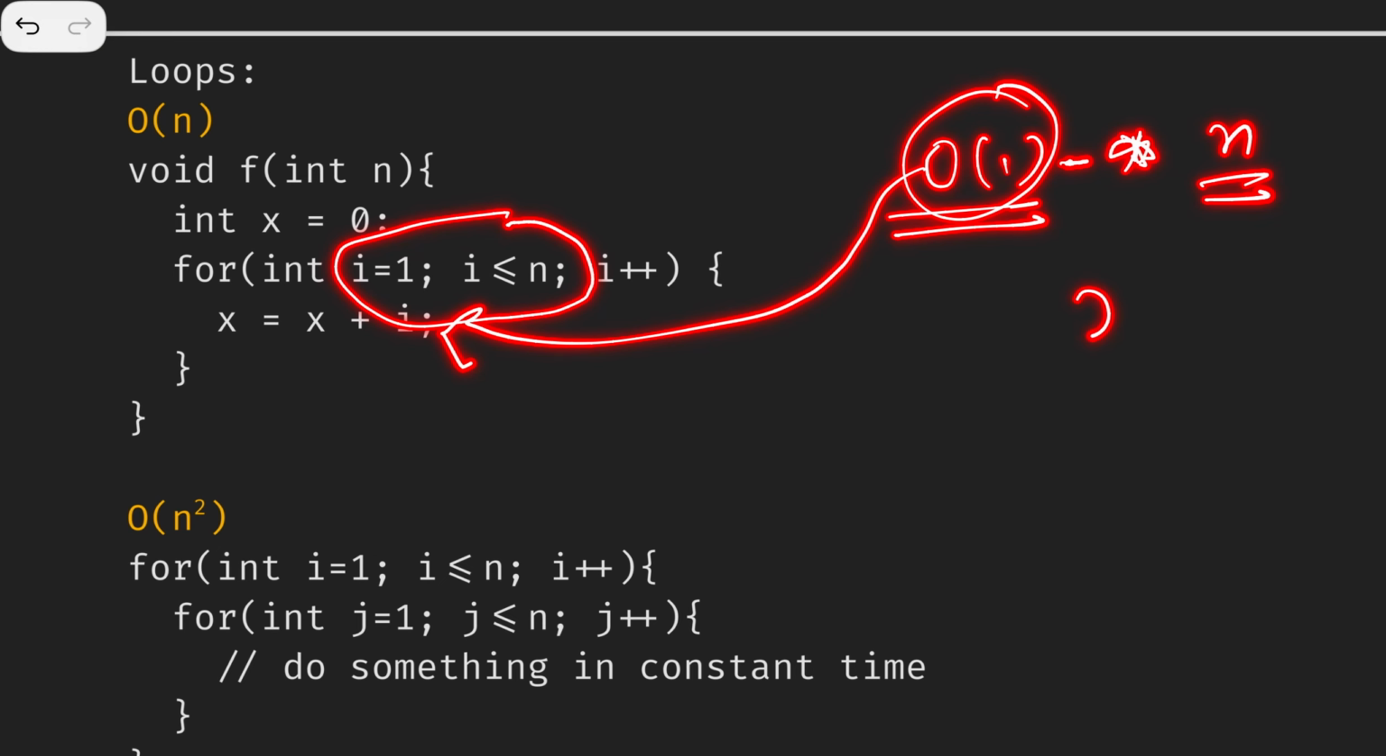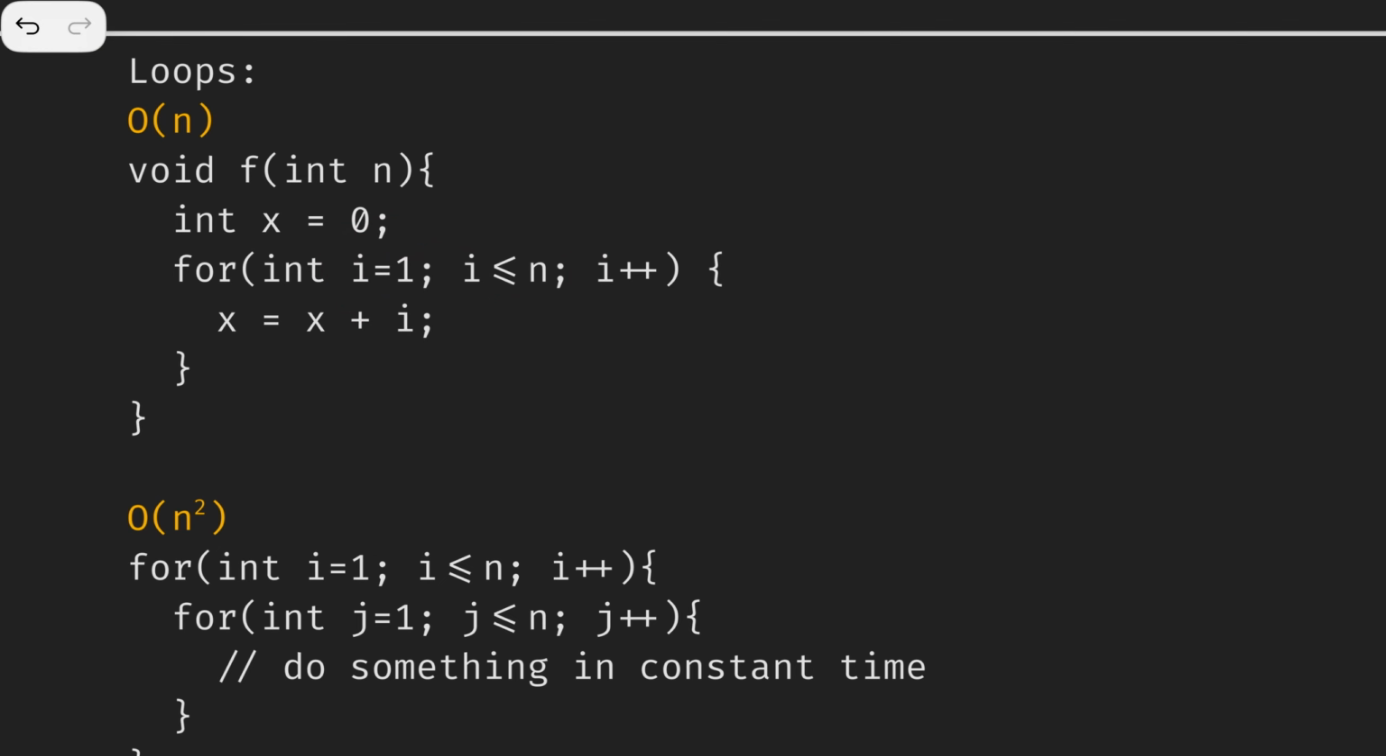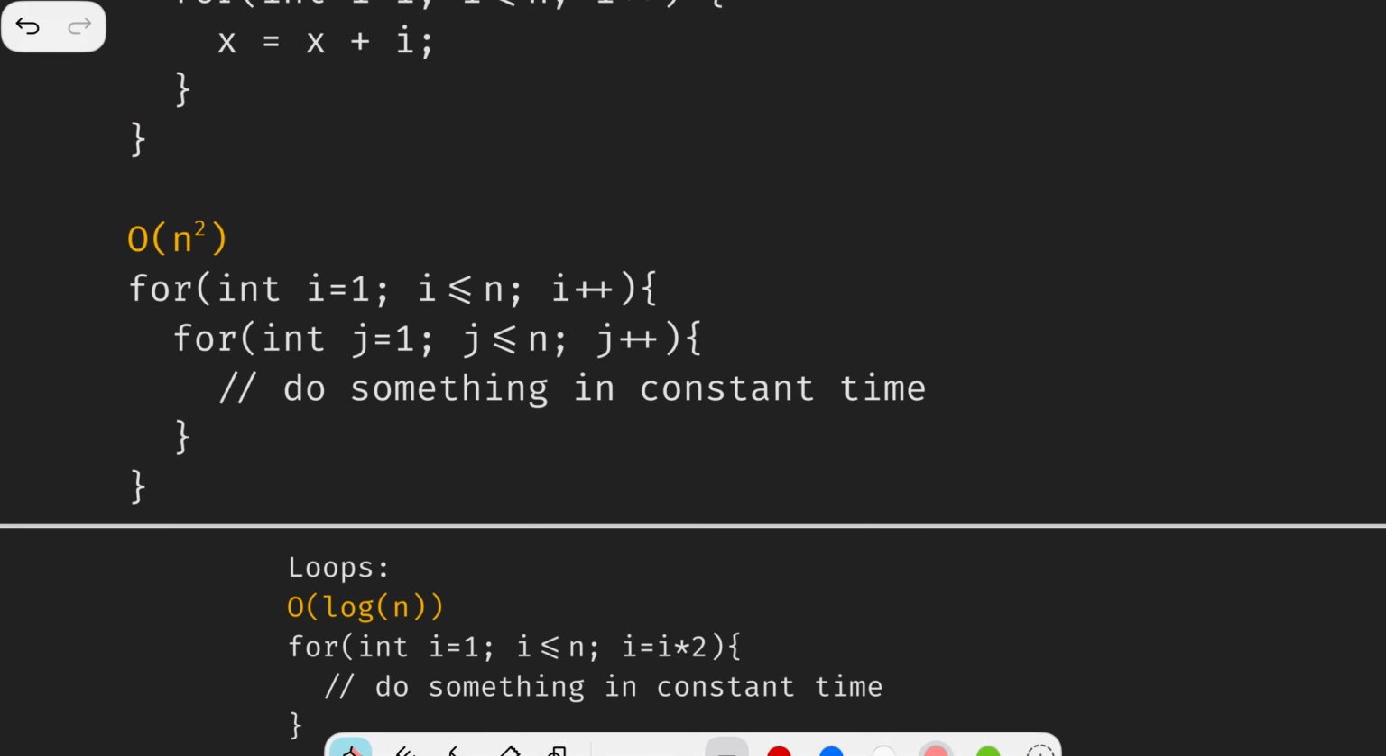So total time complexity of this particular function is going to be O of n. You need to think in terms of total number of operations that you are going to perform when you are computing a time complexity. Now let's look at the second example as well.